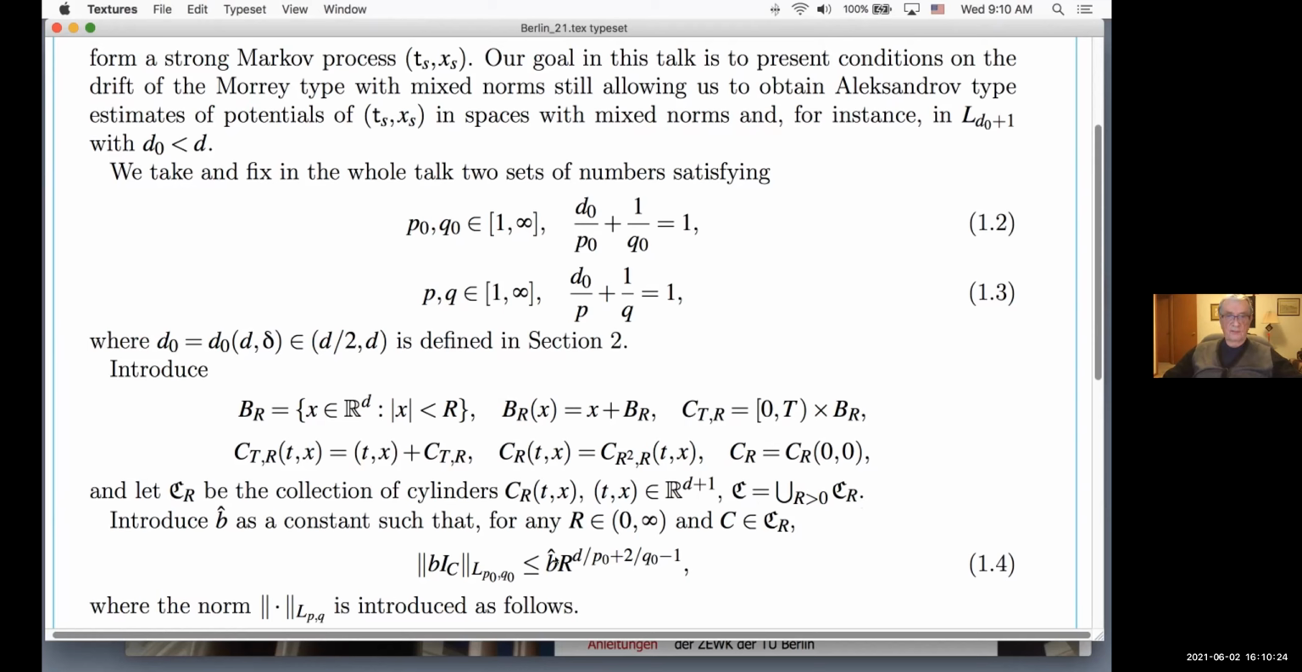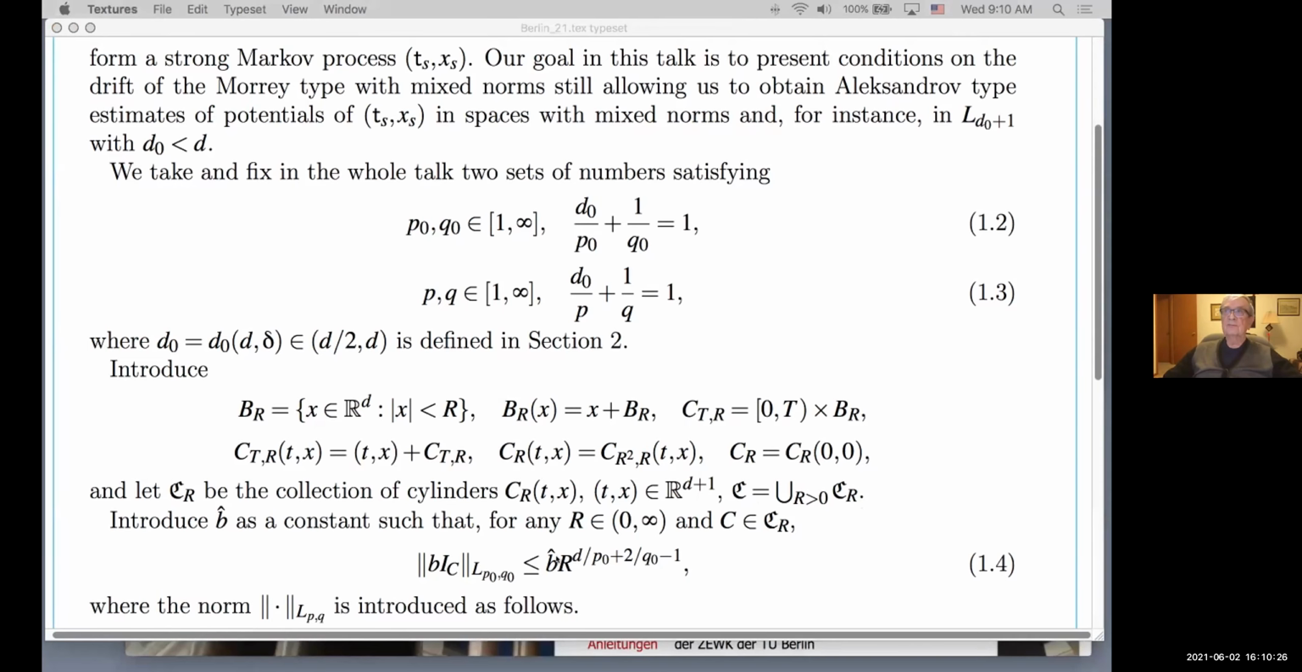Now, what is the condition on the drift which I impose? You take any cylinder of radius r, and you take the norm L_{p_0,q_0}, which I will describe in a moment, and require that for any ball, this be less than b hat times r to this power.